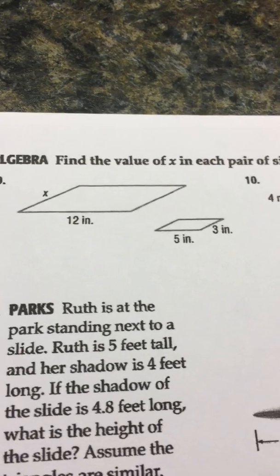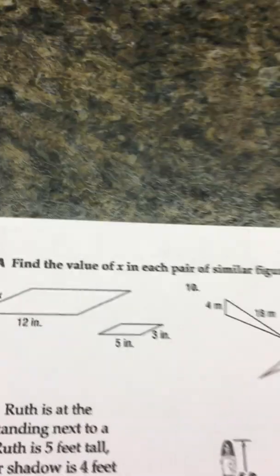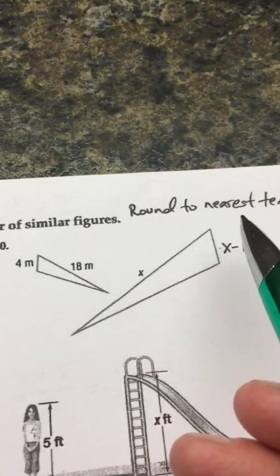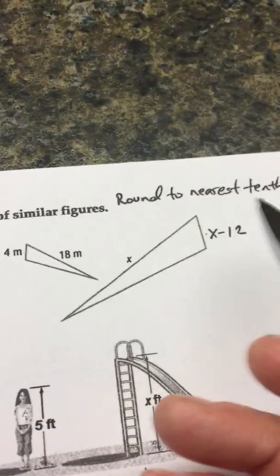We are going to start off today with doing some similar figures. So find the value of x in each pair of similar figures, and I told you to round it to the nearest tenth in case they don't come out to be pretty numbers. A lot of times if they don't come out to be pretty numbers, they'll probably tell you to round it to something.